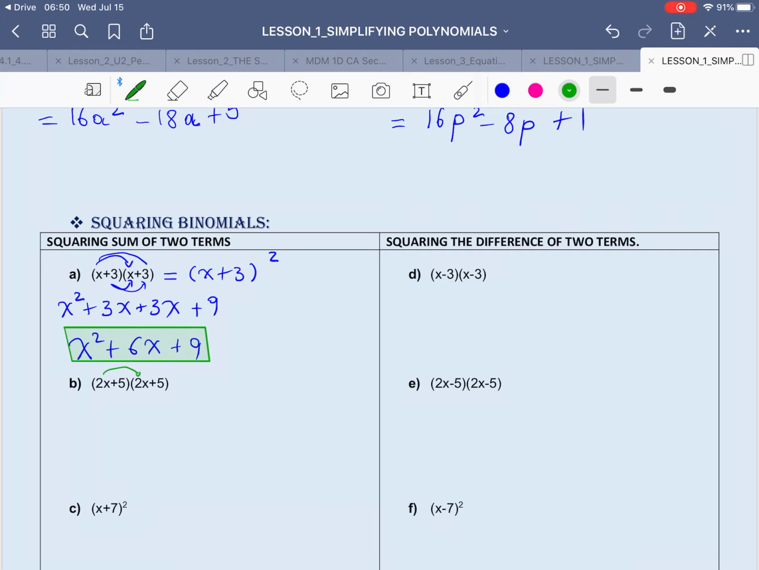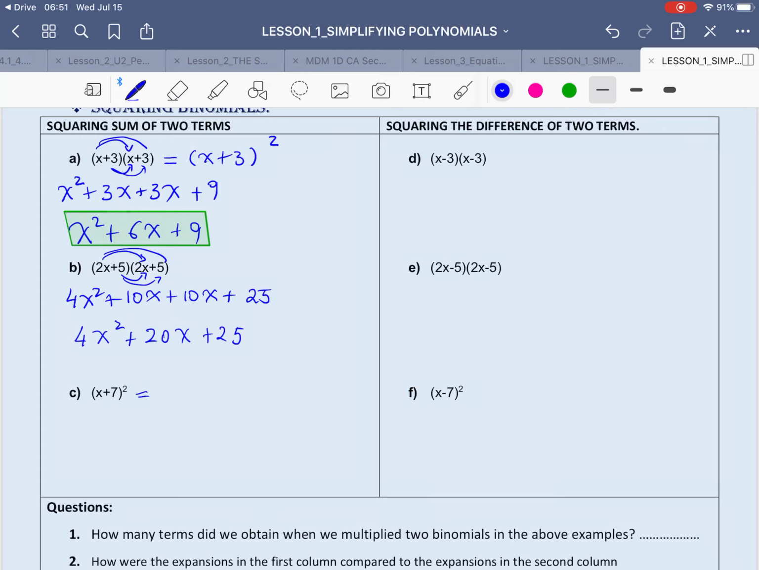Again, we have 2x times 2x, 4x squared, 2x times 5, 10x, 5 times 2x, 10x, 5 times 5, 25. So that's 4x squared plus 20x plus 25.